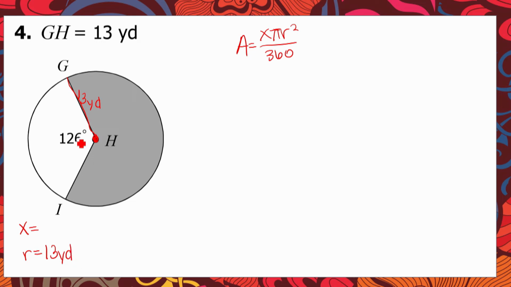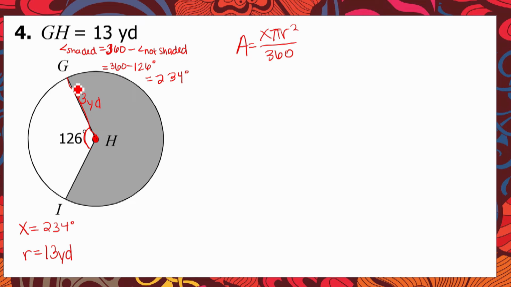But it looks like we have the angle of not the shaded area. We need the angle of the shaded area. And there's 360 degrees in an entire circle. And we're going to subtract the one that's not shaded. So again, we'll take 360. We'll subtract this 126 degrees. Okay? We're going to get 234. So our x is going to be 234 degrees.